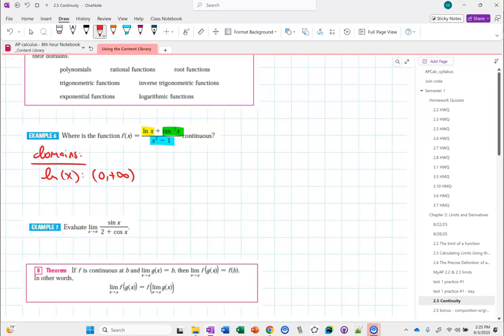If you're ever curious or not sure, can't remember, and you have access to your calculator, you type in log of any negative number, it's going to spit back a domain error. If you do log of 0, it's going to spit back a domain error. It's a nice way to check to make sure that you got it.